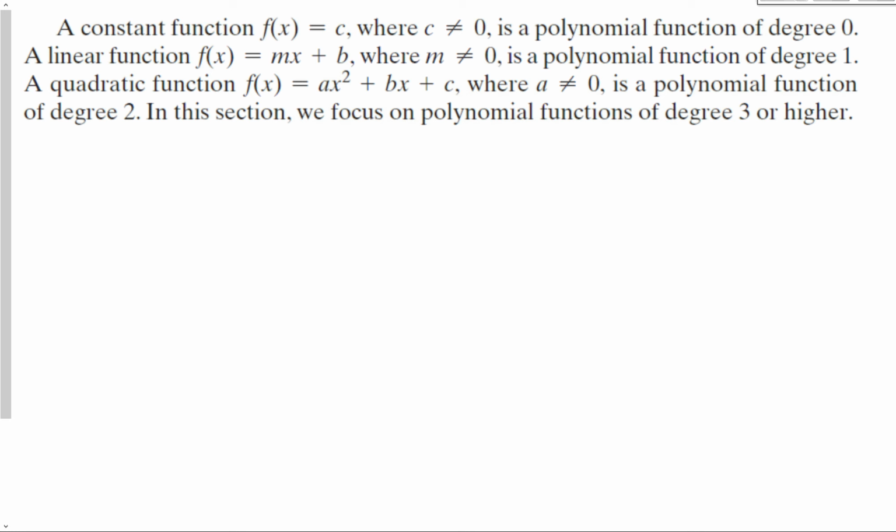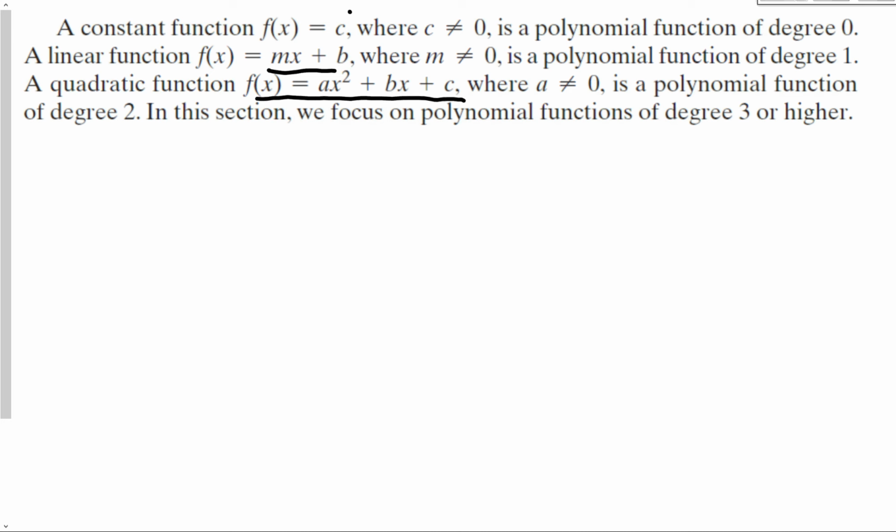So a constant function, f of x is equal to c, where c is not equal to 0, is a polynomial function of degree 0, right? So if there is no x in the function, it's still a polynomial of degree 0. This is pretty much the way that we write lines, right? It's a polynomial function of degree 1, mx plus b. Happens to be slope-intercept form.